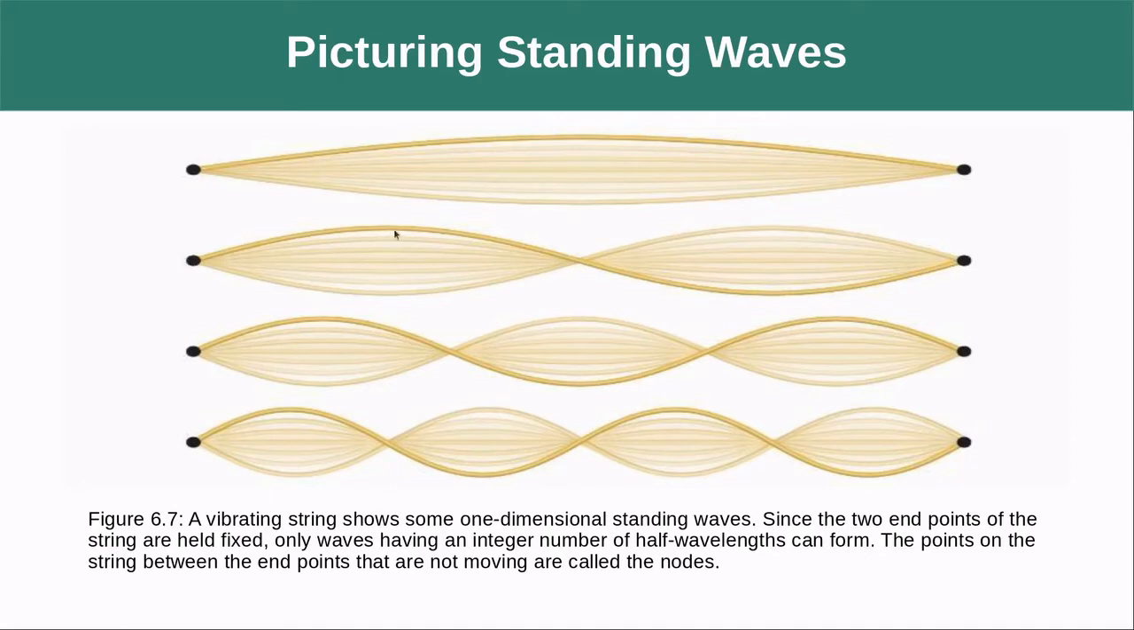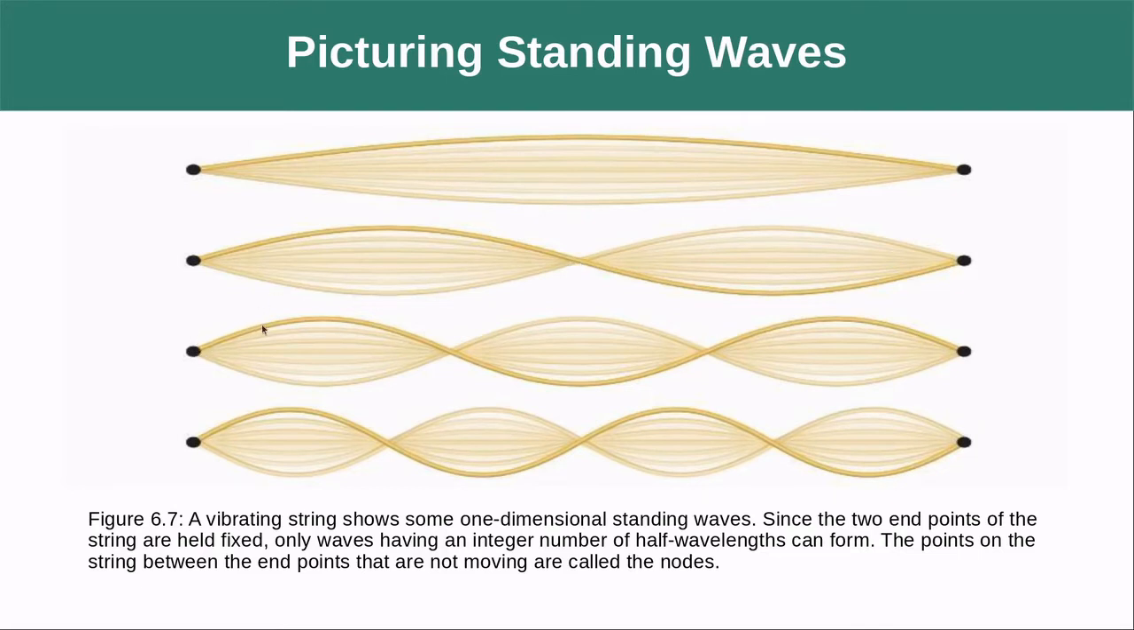So we get the up, we get the down, it comes back to its first point, and in the center here we have this point that isn't moving. This is our node, right? While this is wiggling up and down, this guy stays stationary right there.